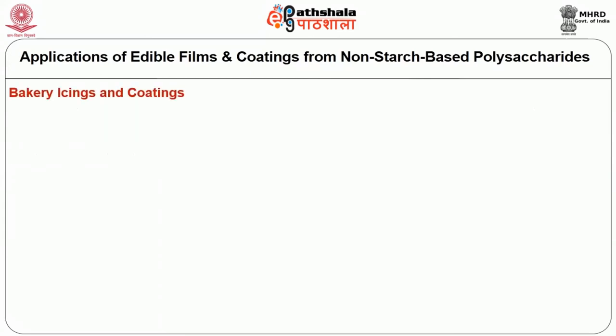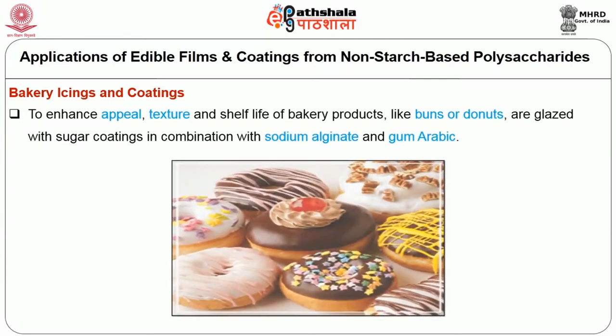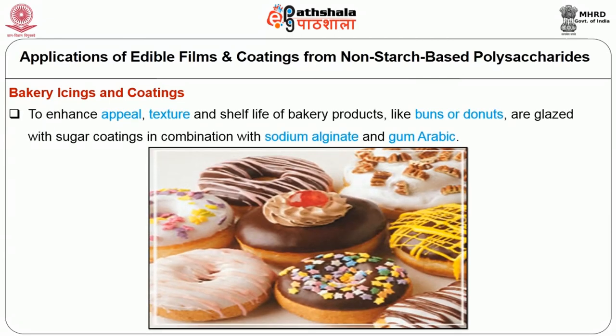Third application is bakery icings and coatings. To enhance the appeal, texture and shelf life, bakery products like buns or donuts are glazed with sugar coatings in combination with sodium alginate and gum arabic. Let us now summarize the points so far discussed in this session.